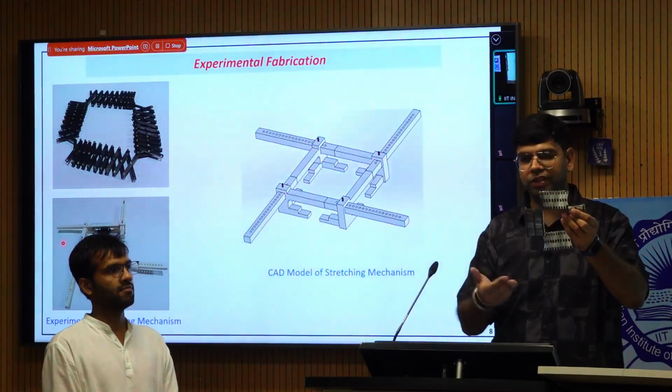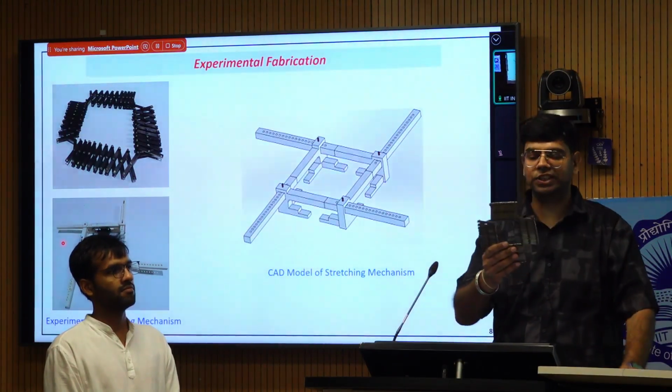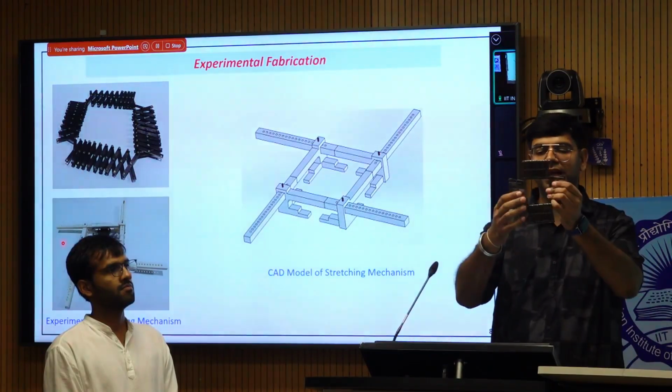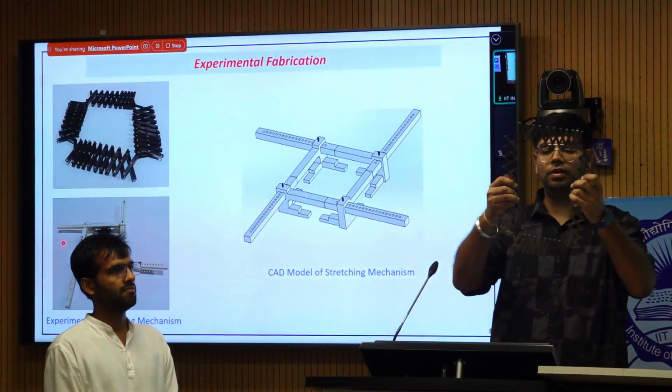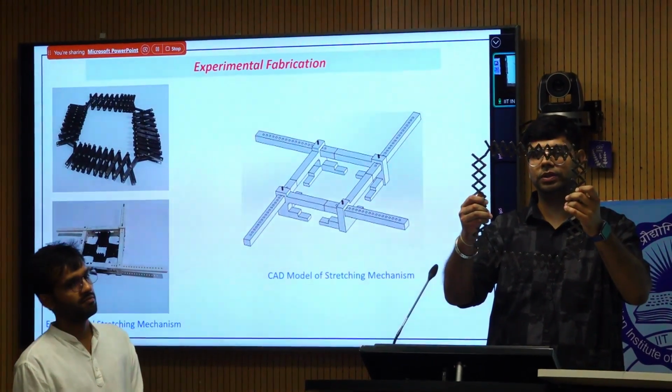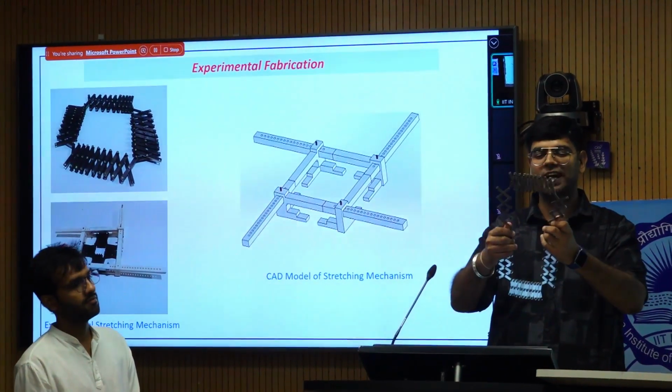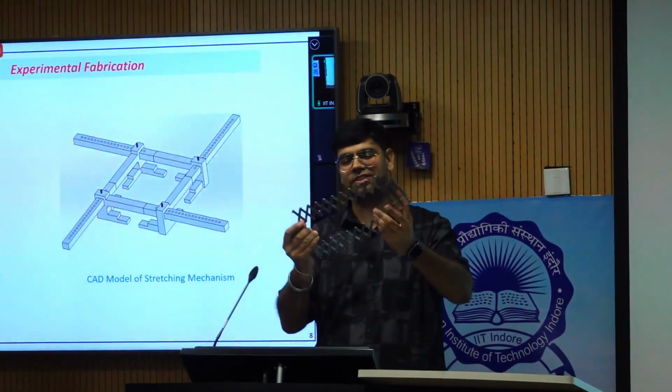We will show you everything in person. You can come here, and after the session you can see. So this is the stretching mechanism. You can do uniaxial stretching, okay. And if you avoid it, you can also do biaxial. So you can see the initial dimension, it can go up to a very large pre-stretch.